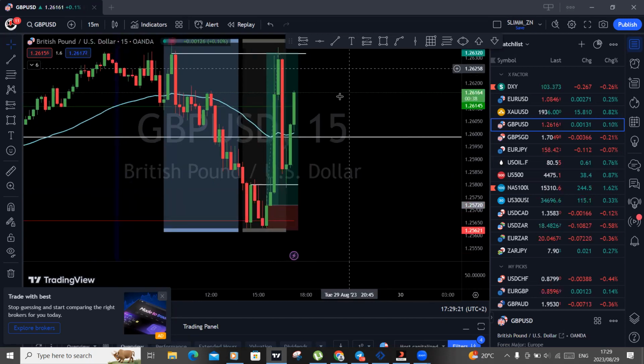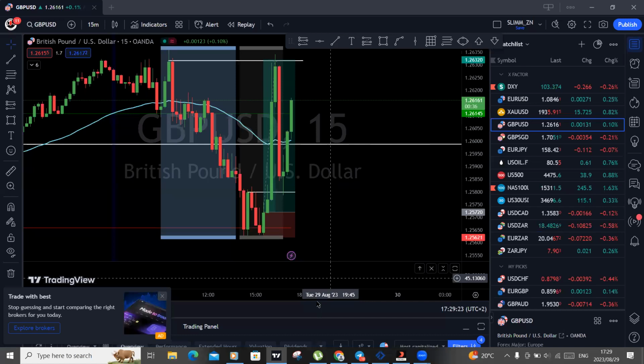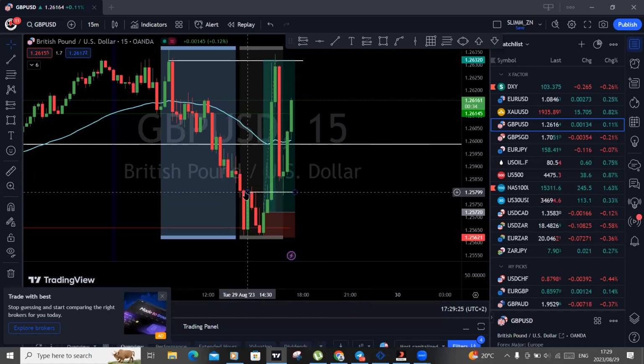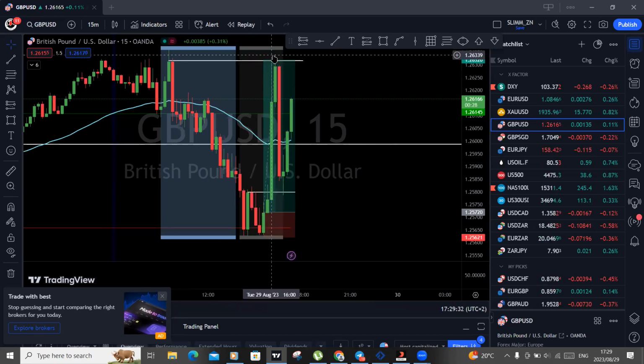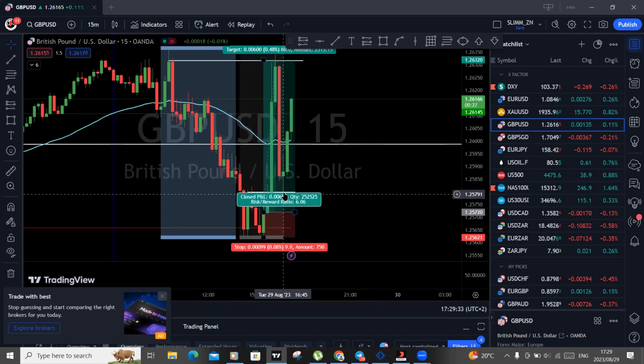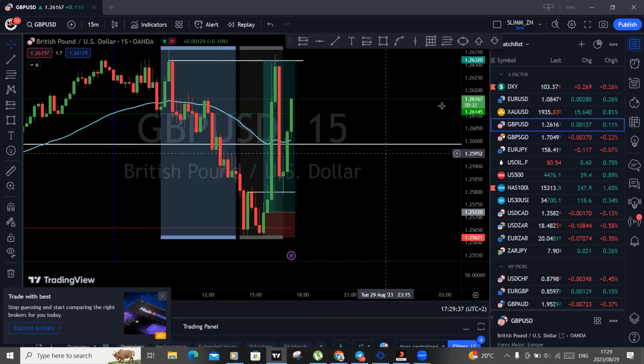Notice how this pullback came to retest this order block we had here. And we broke, went all the way to TP, came back to retest. Price still looks like it's pushing back up again.